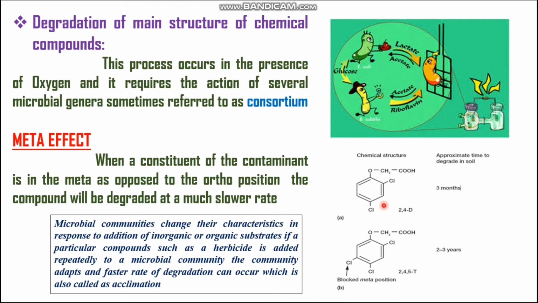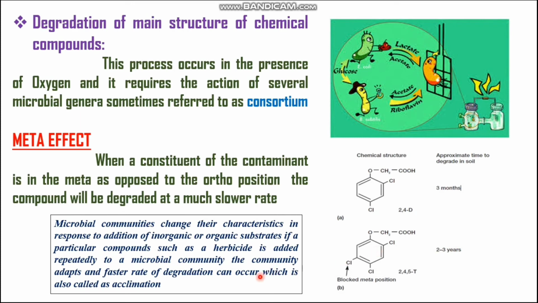In the first condition, there is a free meta position, so it will take only 3 months for bioremediation with the help of microorganisms, and it can occur naturally because, for example, most of the short-term herbicides are of this structure, so they can be easily degraded after a while by the natural microbial population present in the soil. And in the second condition, the meta position is blocked by a halogen compound, so it is difficult for the microorganism to degrade it, so it may take 2 to 3 years for the bioremediation process to accomplish.